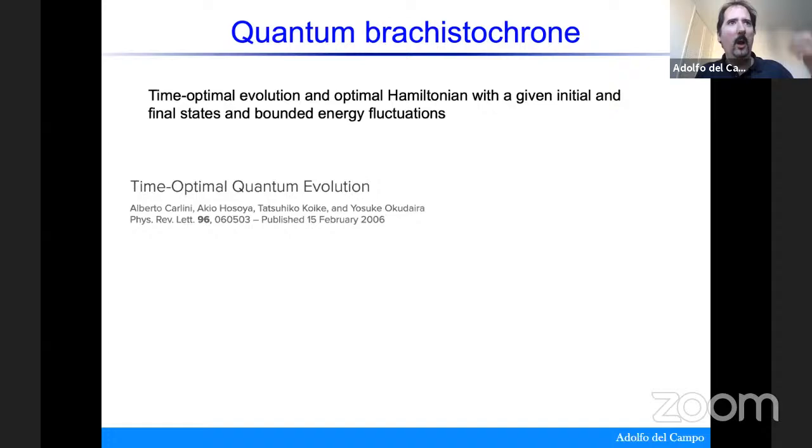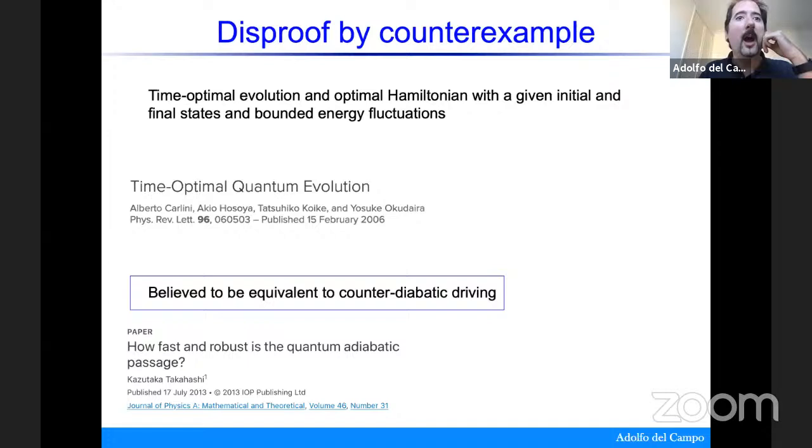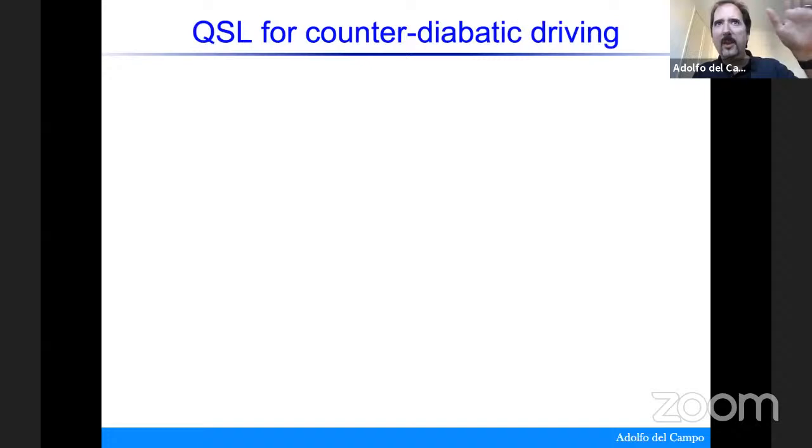This notion of the quantum brachistochrone problem was introduced by Carlini and co-workers in 2006. It has motivated lots of research, and there are some statements of how it is related to counter-diabatic driving. Here I want to show by example, in two slides, that not even these protocols satisfy Mandelstam-Tamm for driven systems. In the interest of time, let me skip the details.